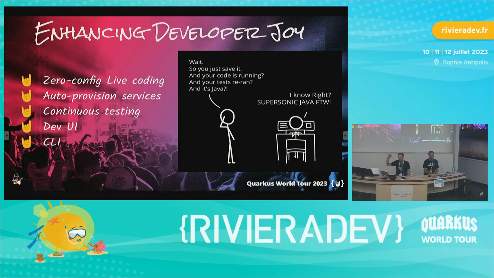But you see, the guy says, wait, so you just save it, and your code is running, and your tests reran, and it's Java. And the guy says, I know, right? Supersonic Java for the win. The concept of hot reload applies to your tests as well. As you're developing, Quarkus will notice, hey, you made a change in your code which is related to this test, so we're actually going to rerun tests automatically as we're developing.